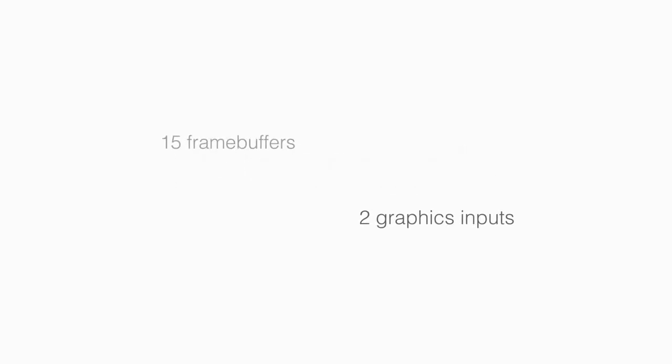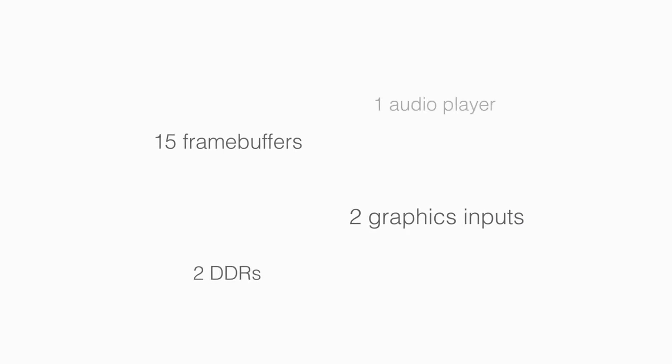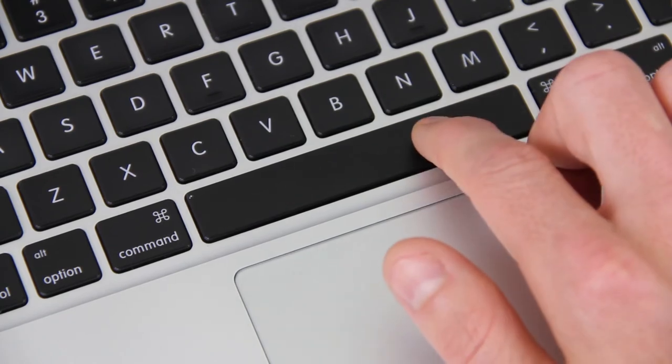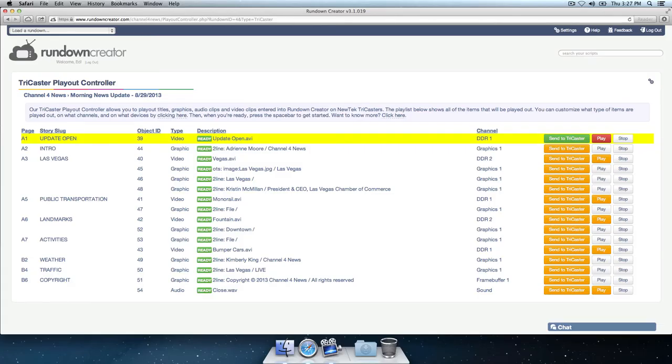Our TriCaster Playout controller can manage up to 20 channels on your TriCaster, including two graphics inputs, 15 frame buffers, two DDRs, and an audio player. But even with that many channels, playback is as simple as just pressing the spacebar on your keyboard.